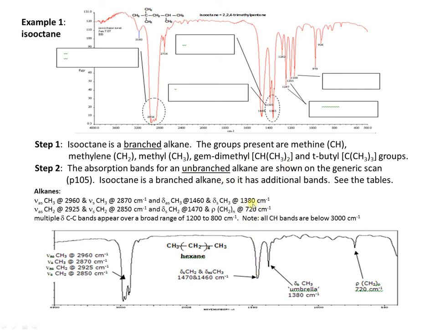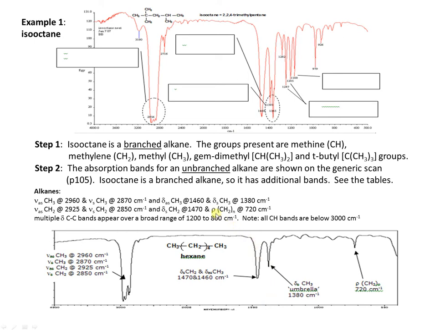Around 1380 wave numbers, right here, we have the symmetric methyl bend, sometimes referred to as the umbrella bend, like an umbrella opening and closing at 1380, that uniquely identifies a methyl group. And notice it's right about the right location.